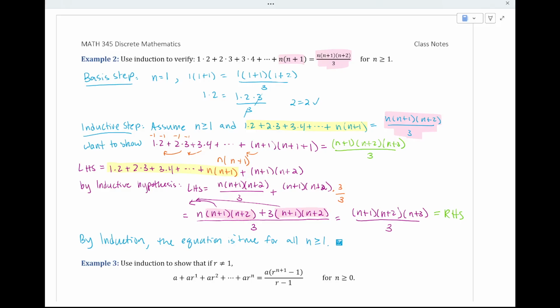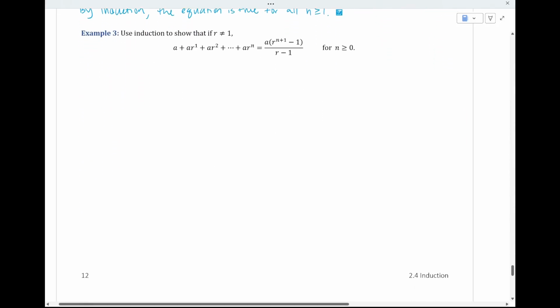Okay, let's do another one. We're just going to roll right through. I think we're going to do a total of 4 induction problems. So here is our next one. I want to use induction to show that if r is not equal to 1, a plus a times r to the first power plus a times r squared plus all the way up to a times r to the n power is equal to a times r to the n plus 1 minus 1 over r minus 1 for n greater than or equal to 0.